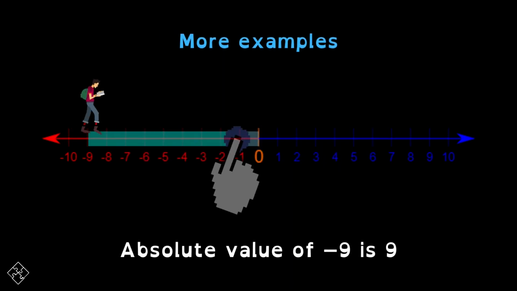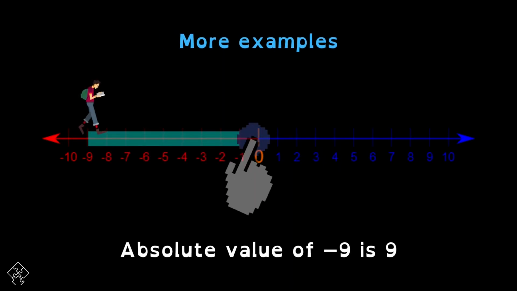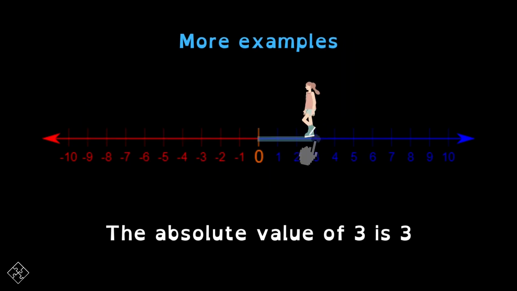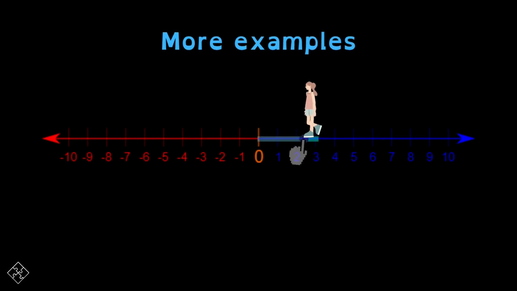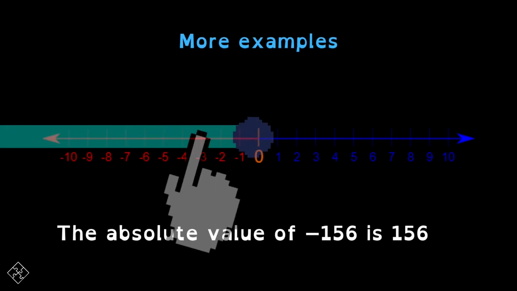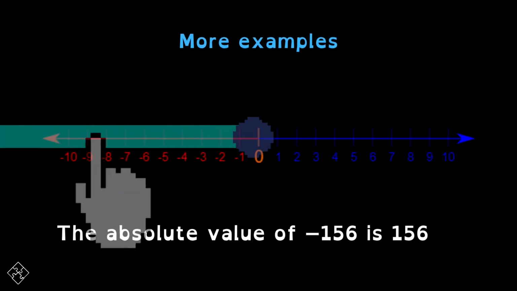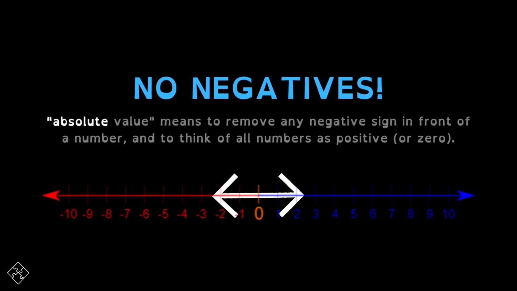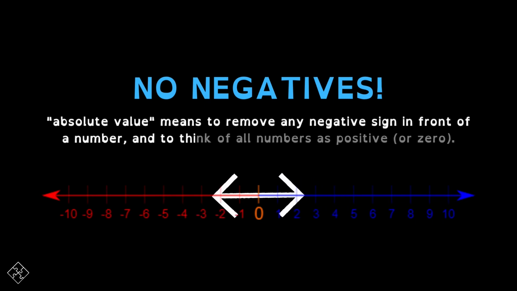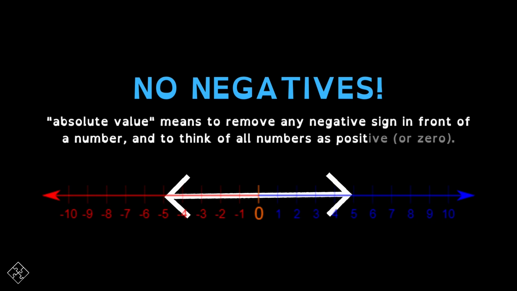For more examples, the absolute value of negative 9 is 9. The absolute value of positive 3 is 3. The absolute value of 0 is 0. And the absolute value of negative 156 is positive 156. So in practice, absolute value means to remove any negative sign in front of a number and to think of all numbers as positive or 0.